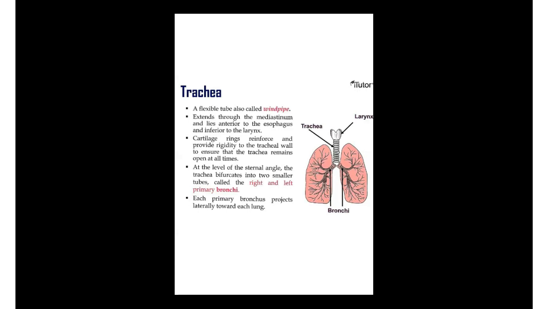So it reaches the primary bronchus and projects laterally towards each lung. Laterally means side by side it reaches both. You can see through this photograph that the bronchi are primarily divided into each lung.